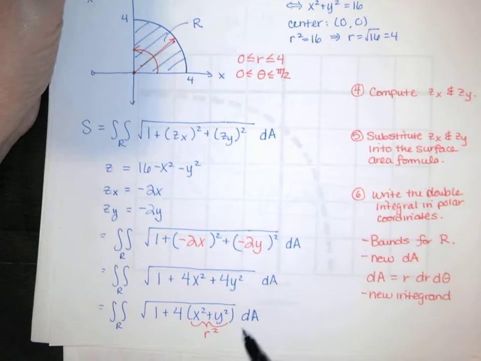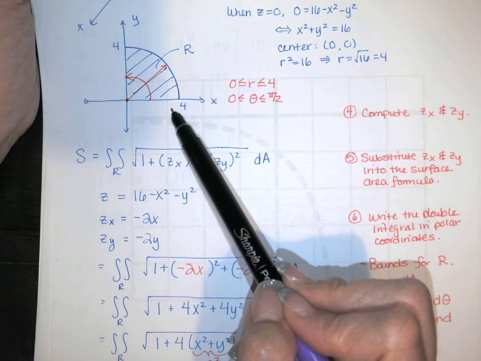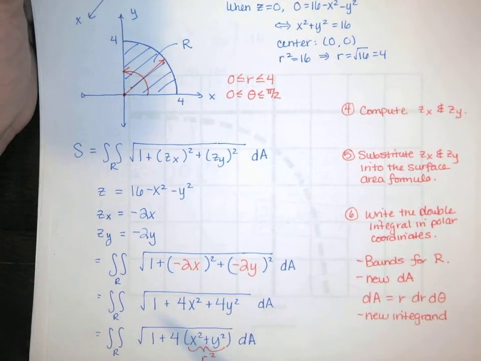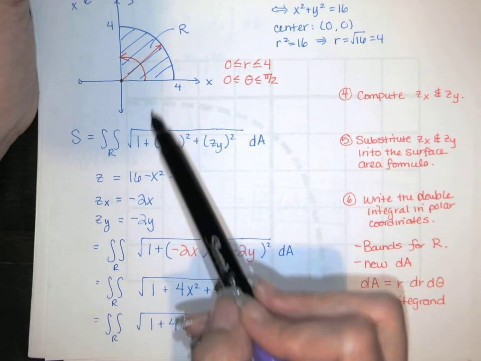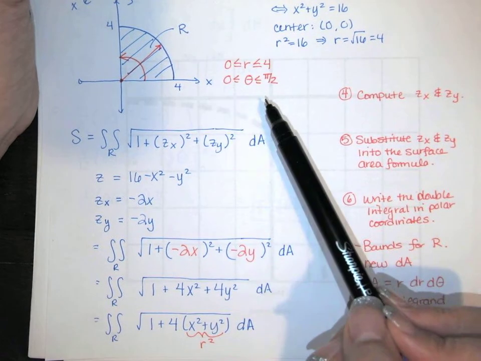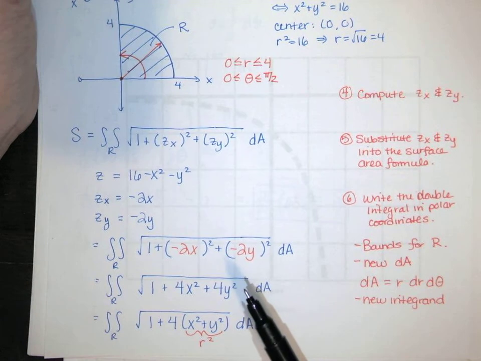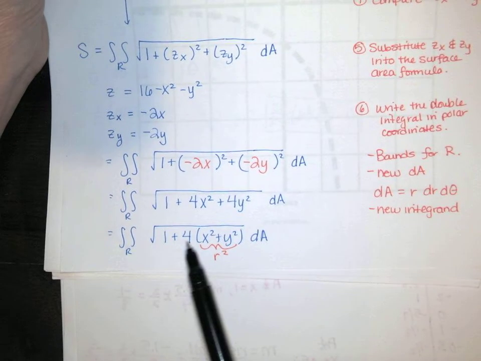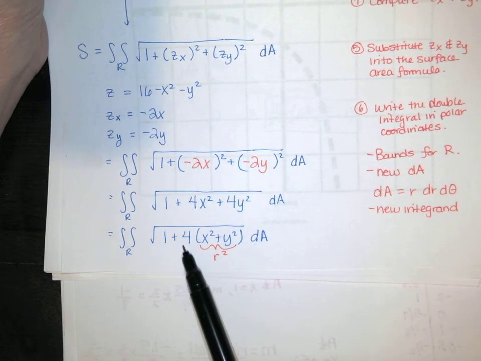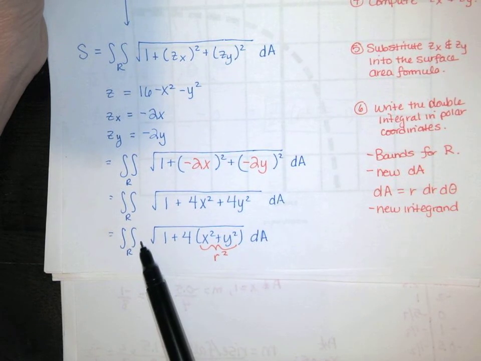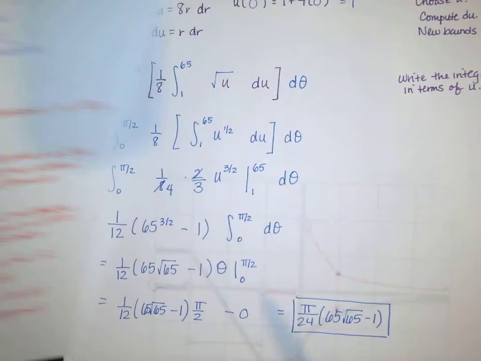So that tells me maybe I want to switch to polar coordinates. But even more than that, this region R, being a circular sector, tells me I want to switch to polar coordinates. So we decide to switch to polar coordinates. So we get new bounds for the region R. R goes from 0 to 4, theta goes from 0 to pi over 2. We get a new integrand. This is the square root of 1 plus 4 r squared, and dA is replaced by r, which I put out front, dr d theta.